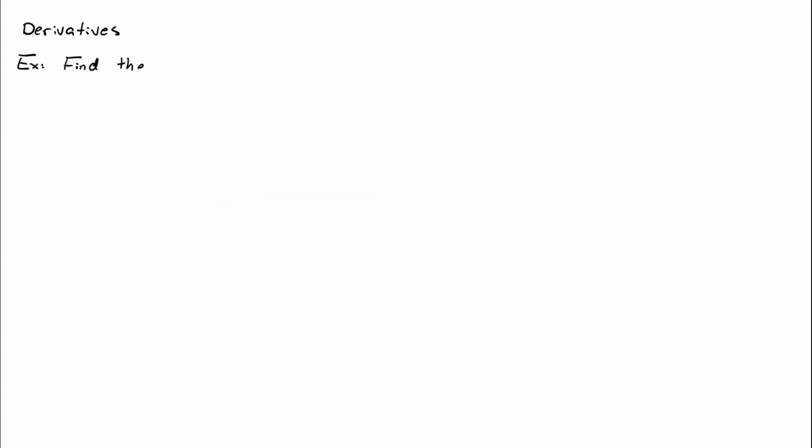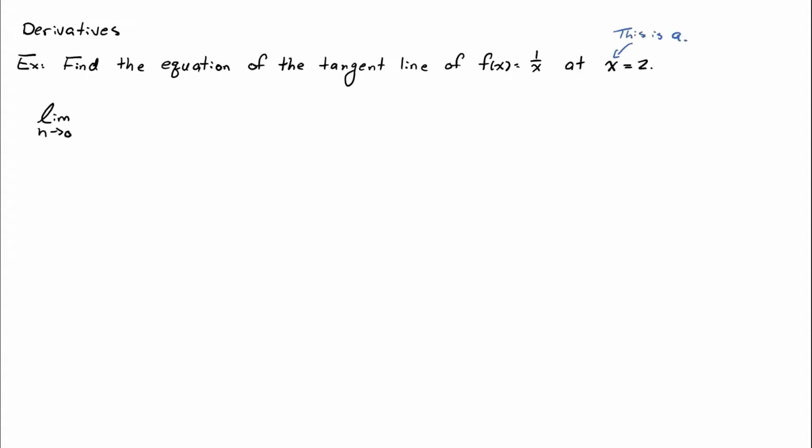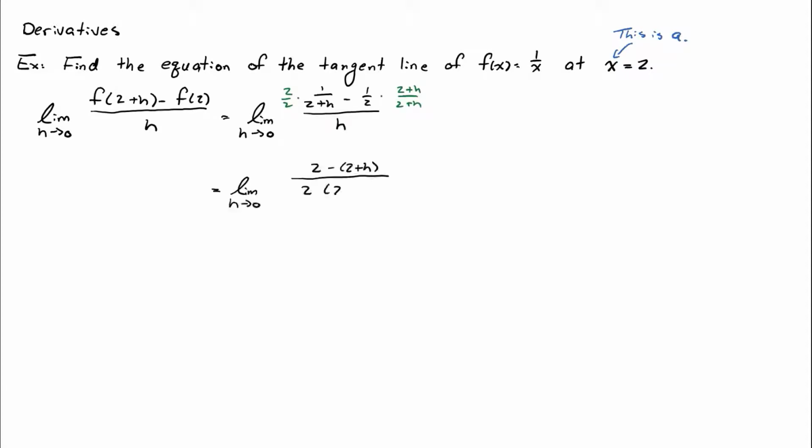How about an example? Find the equation of the tangent line of f of x equals 1 over x at x equals 2. Set up the limit, plug in the values, make common denominators, simplify, and take care of the double fraction. The h's cancel, now we can plug in h equals 0, and we get minus 1 over 4.